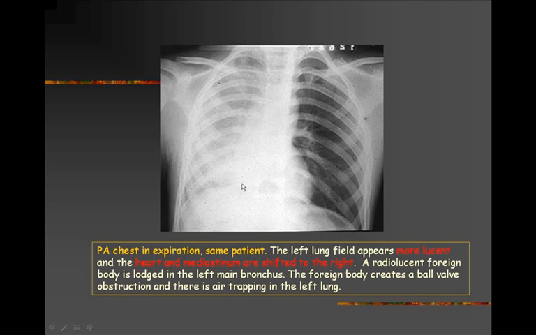In this particular case, what happened is that the radiolucent foreign body, that is the peanut, was lodged in the left main bronchus, and it acted as a ball valve and created an obstruction such that there was trapping of air in the left lung. Normally in expiration, both lung fields should look like this on the right side.